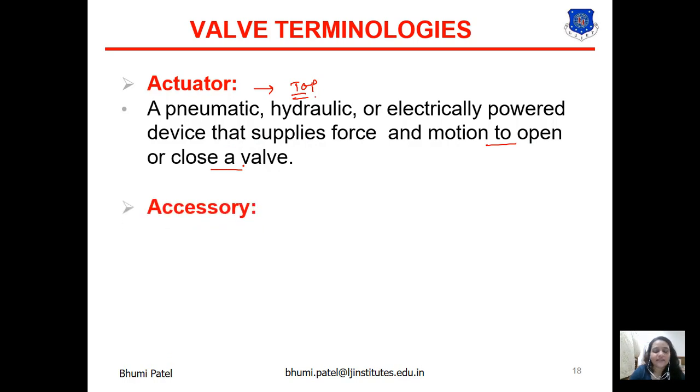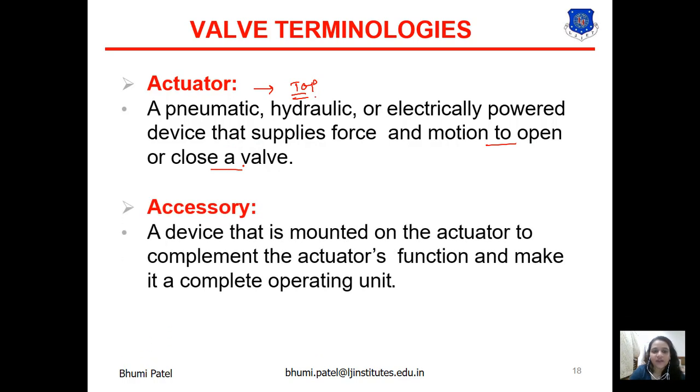Now what is the accessory? A device that is mounted on the actuator to complement the actuator's function and make it a complete operating unit. So the accessory is always connected with the actuator to complete its function, because the actuator is the operating unit of every control valve.